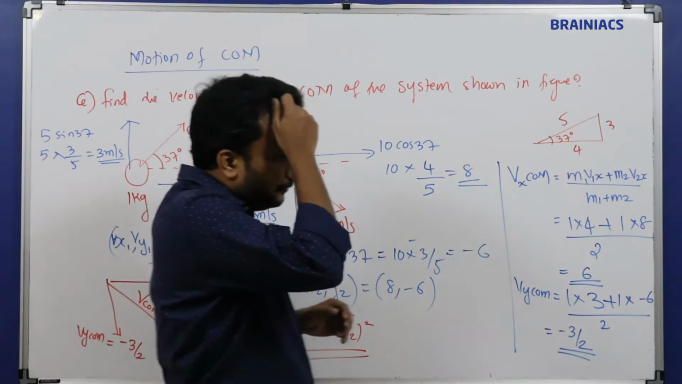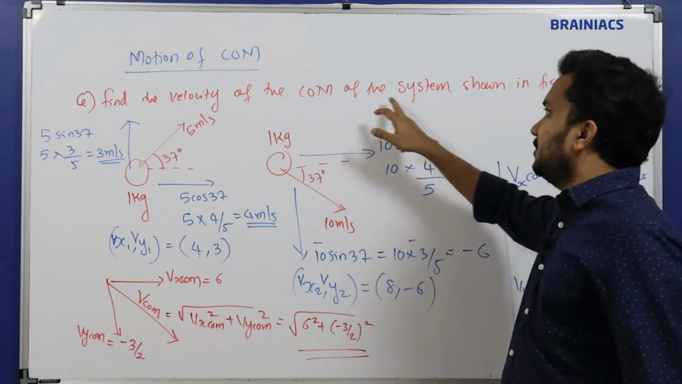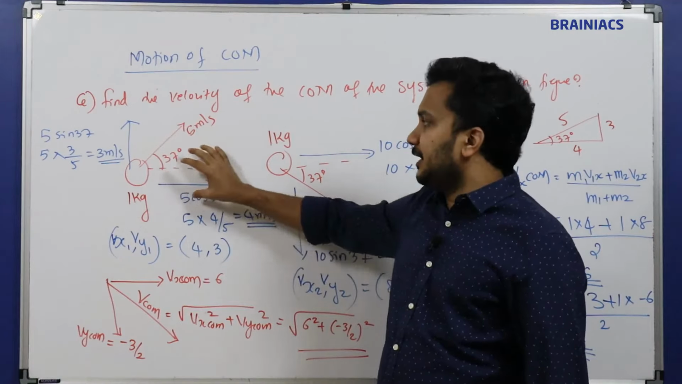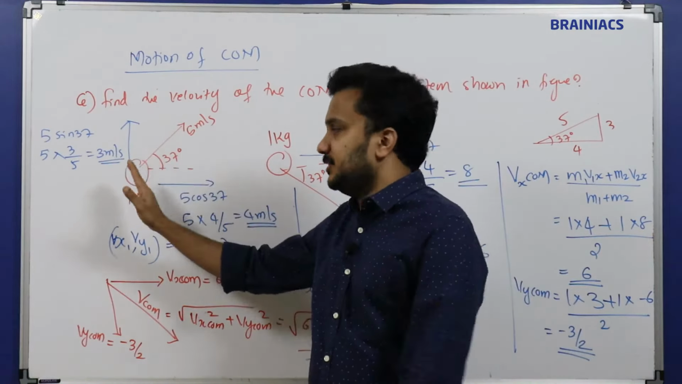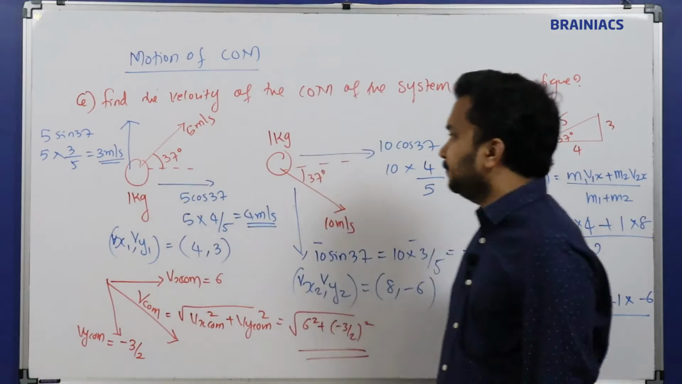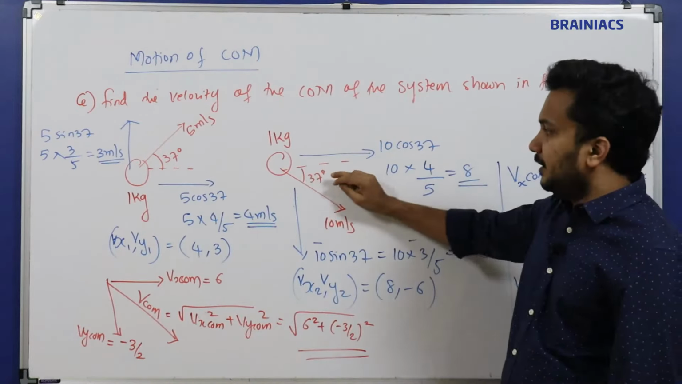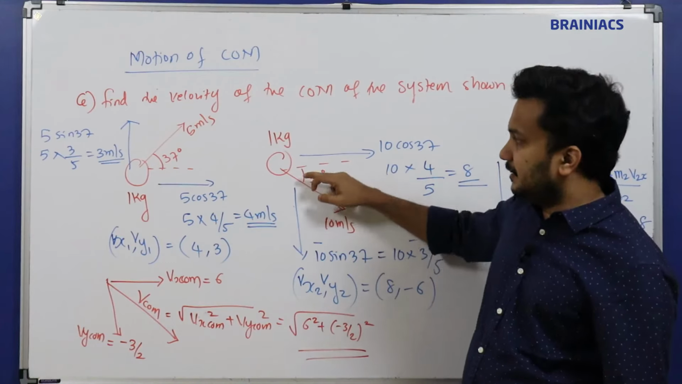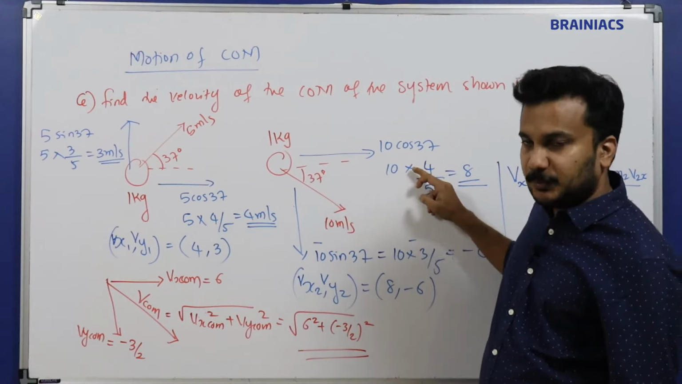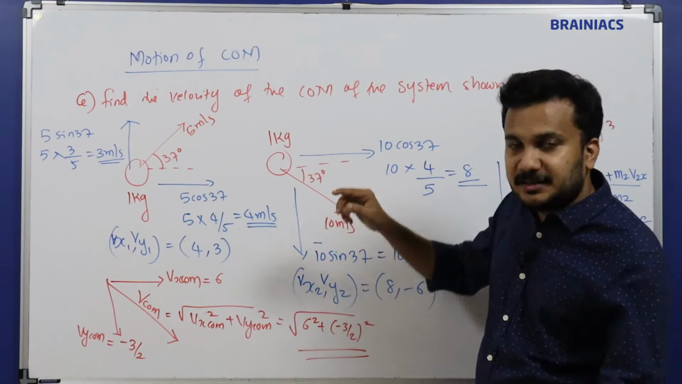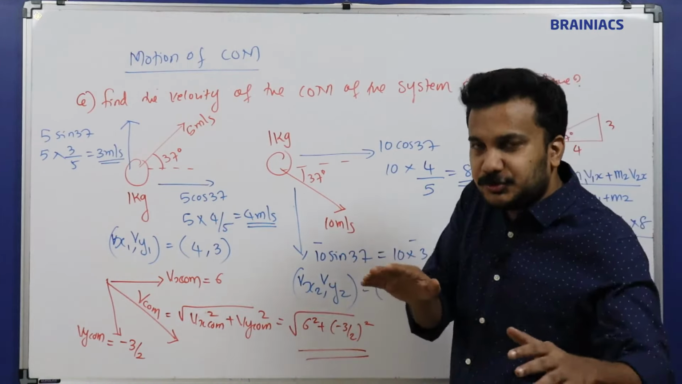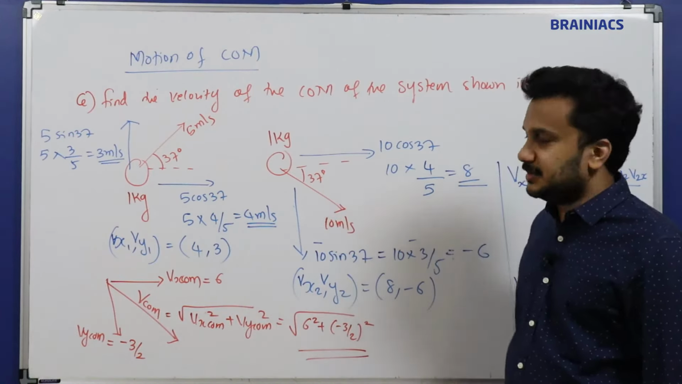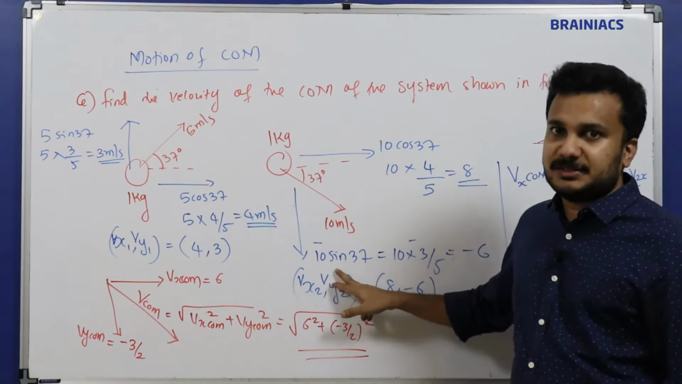Here we have used the velocity formula because the question is asking for the velocity of the center of mass. It's a two-dimensional motion, so we have the x component and the y component of velocity. This vector we have resolved. The component nearer to theta is cos theta, and the other one is sin theta. This angle is theta, and the side very close to theta is cos. The other side of course is sin.